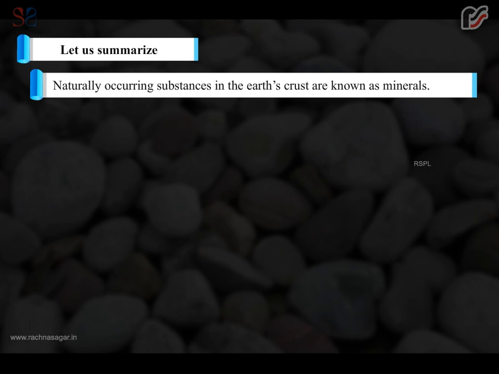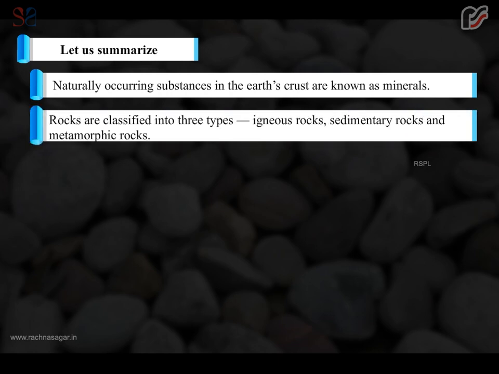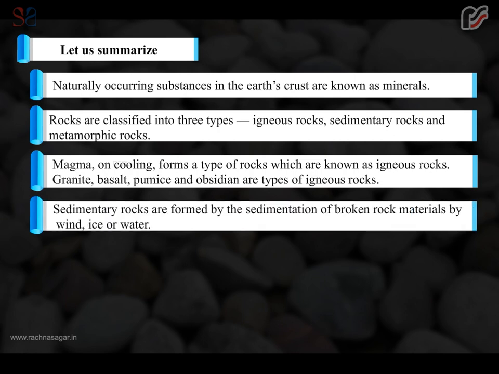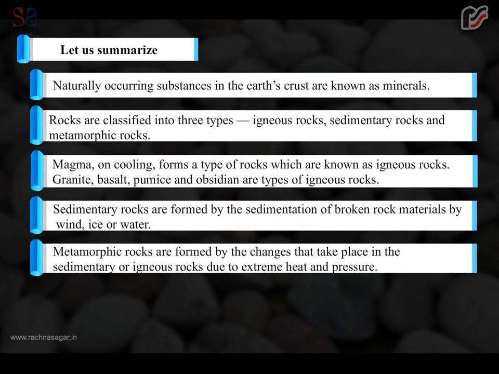Naturally occurring substances in the Earth's crust are known as minerals. Rocks are classified into 3 types: igneous rocks, sedimentary rocks, and metamorphic rocks. Magma, on cooling, forms a type of rocks which are known as igneous rocks. Granite, basalt, pumice, and obsidian are types of igneous rocks. Sedimentary rocks are formed by the sedimentation of broken rock materials by wind, ice, or water.